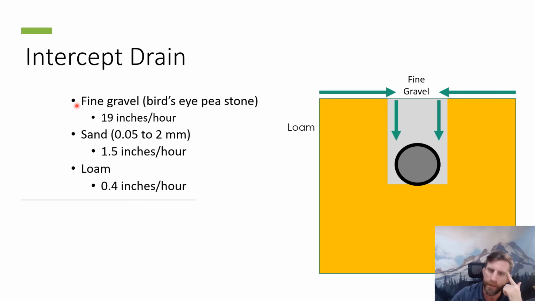Okay. So here we have a quick review of the intercept drain tile system. So remember here, in this example, we have the loam soil here, we have a drain tile here, and we've got fine gravel over top of that. And water is going to run across the surface because it's falling faster than it can infiltrate through the loam soil. It's going to find its way to the fine gravel if there's an adequate slope, and then it's going to move down through the fine gravel at 19 inches per hour into the drain tile.